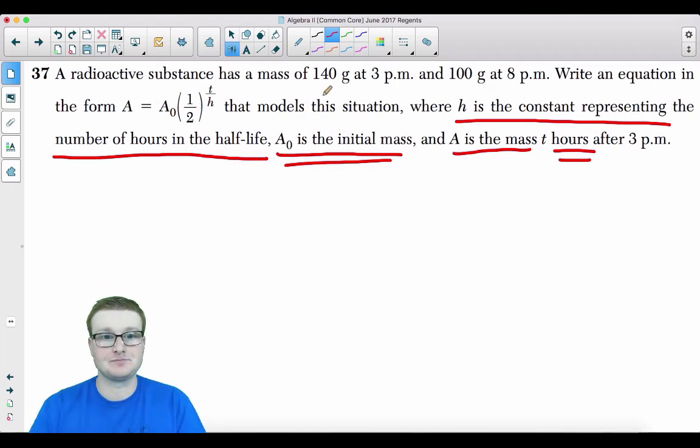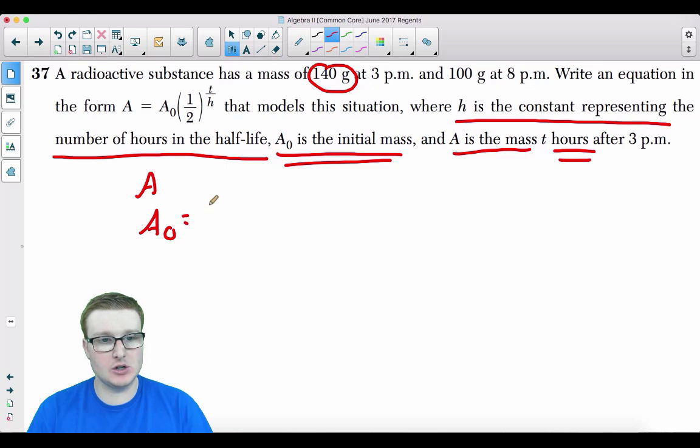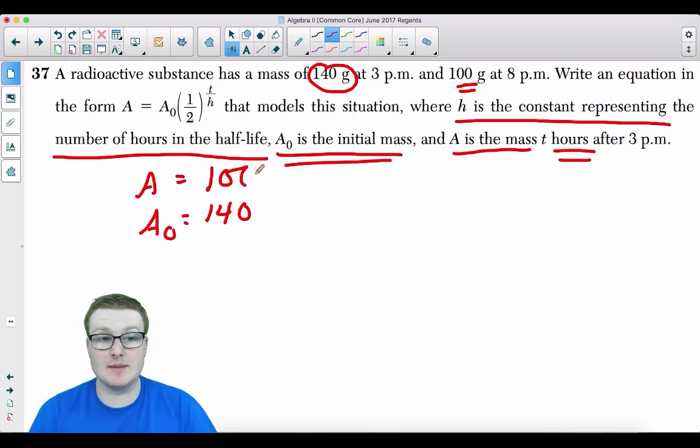Wow. Okay. So A sub 0 is the initial mass. That's the starting mass. So it is a starting amount. So 140 grams is the initial amount. So A sub 0 is 140 grams. Capital A is the amount of mass T hours after 3 p.m. So it's saying that there's 100 grams at 8 p.m. So that's your capital A. It's 100 grams. That's the amount after some time went by, right?